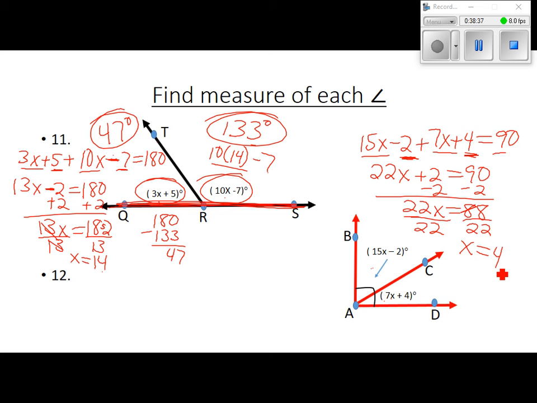And that's not your answer. You got to plug that in. I'm going to plug into this one right here because I know what 7 times 4 is. 7 times 4 is 28. 28 plus 4 is 32. So this angle, 32 degrees. Subtract that from 90. 90 minus 32. Use your calculator if you need to. That gives you 58 degrees. So this angle right here is 58 degrees. Those are your two answers for 11 and 12.